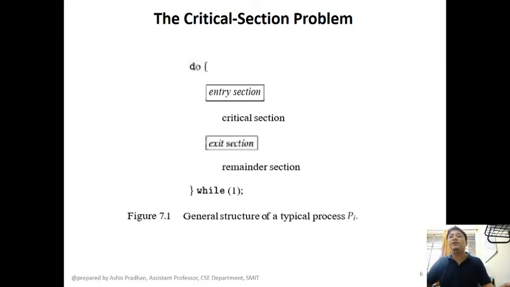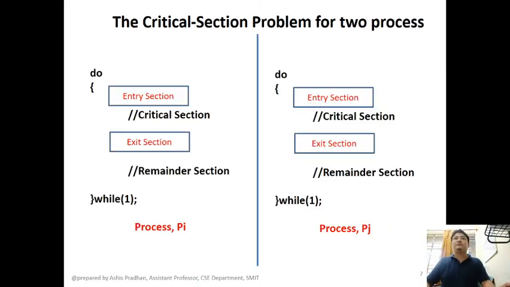This is all about it. Next is the example with respect to two processes. Suppose there are two processes, pi and pj, in the system.